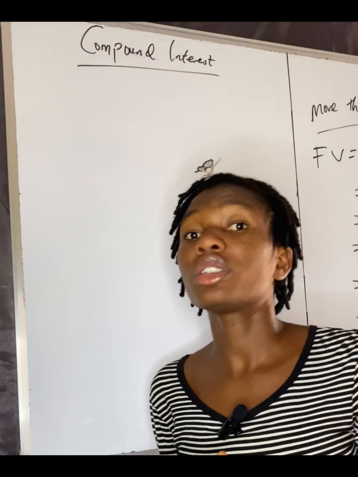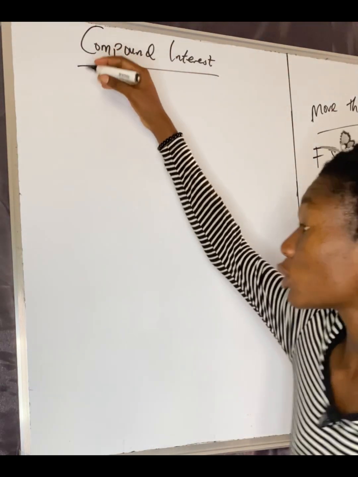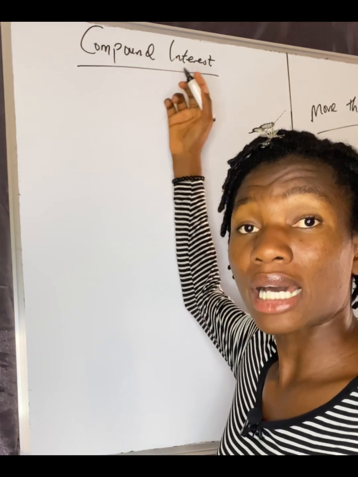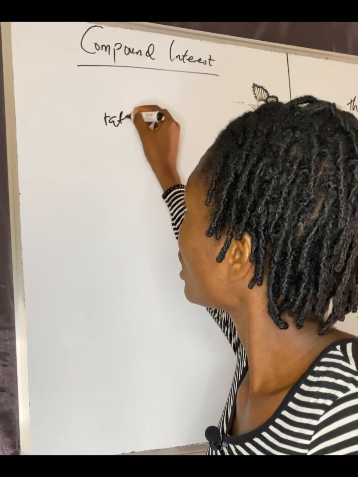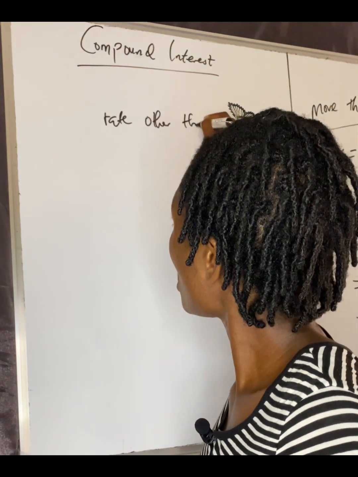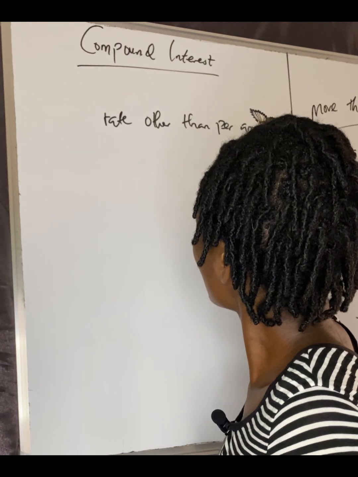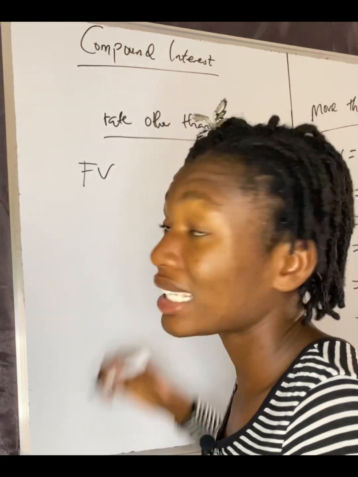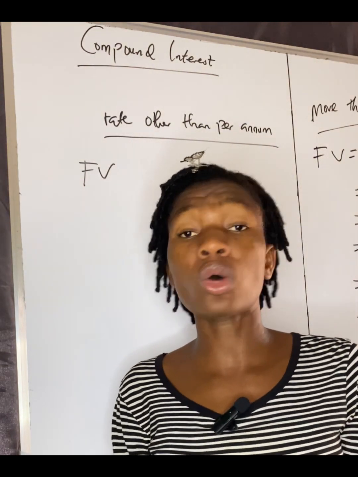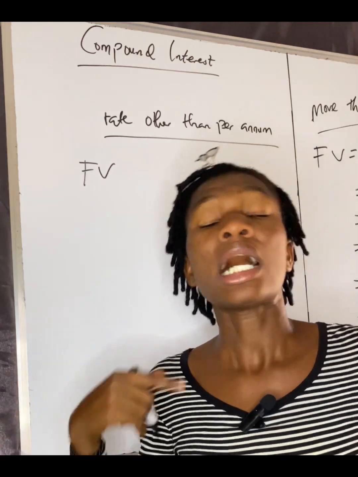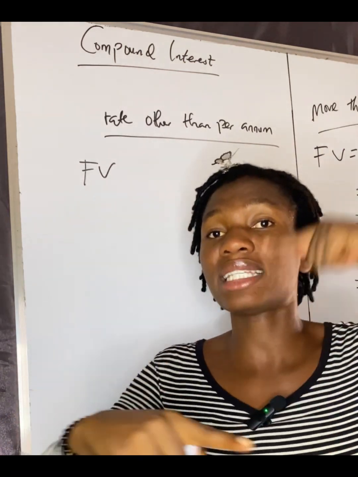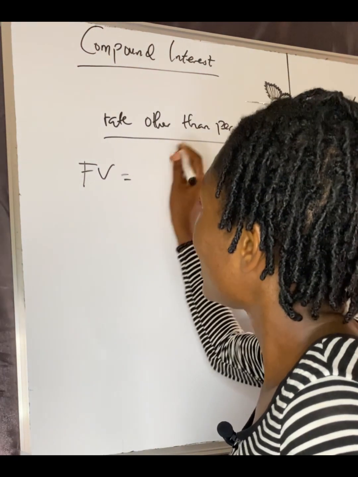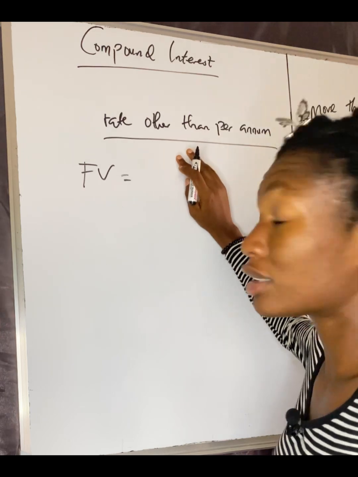So we're going to be stating our formula for the case where interest is charged, or received, at a rate other than per annum. Like I said, our future value is our principal plus all the interest. That is why it's called compound interest: every interest earns more interest, plus the principal, so it's compounding.